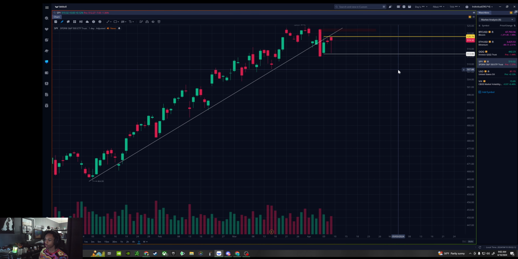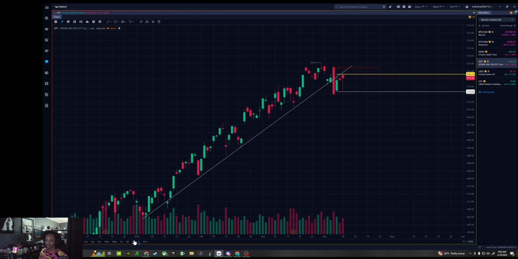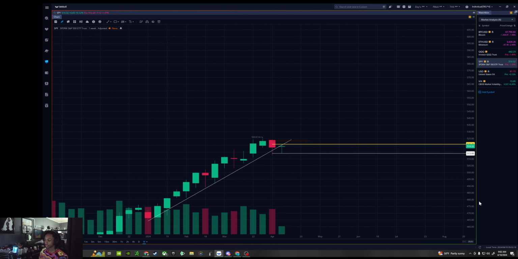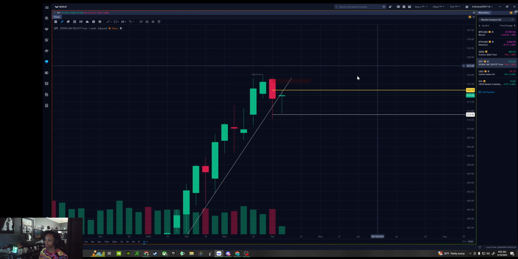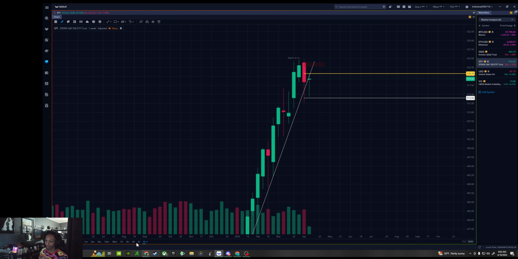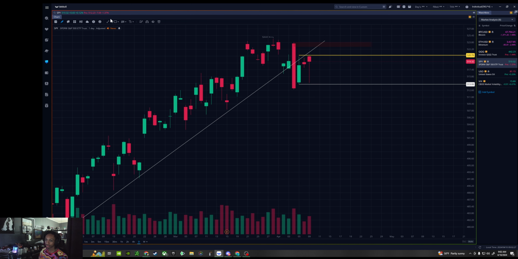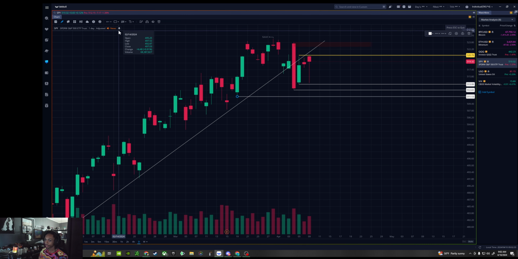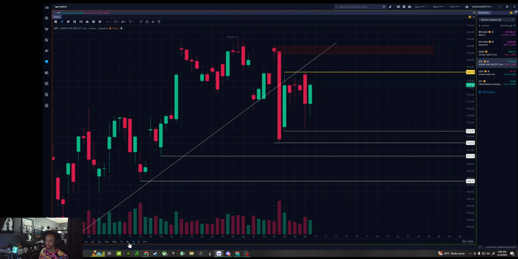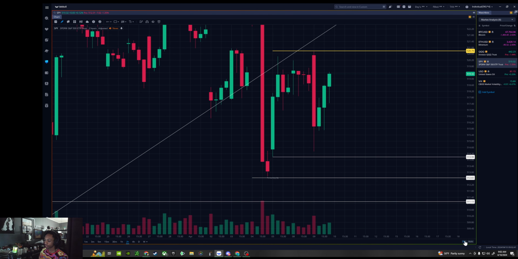Honestly, there's not a whole bunch of levels right now that I can mark, so let's go up on a higher time frame. Let's look at the weekly chart and see if I can find anything. And not really. Sometimes when this happens, I just start marking lows. So we have this pivot low right here, and then we have this low right here, and this low right here. And then it's just seeing what actually gets interacted with.